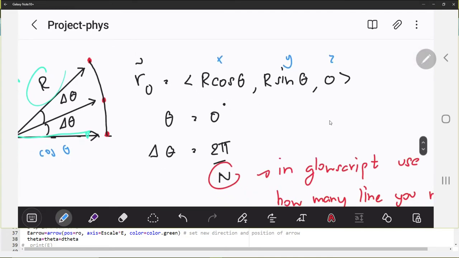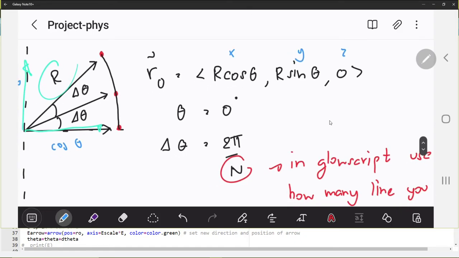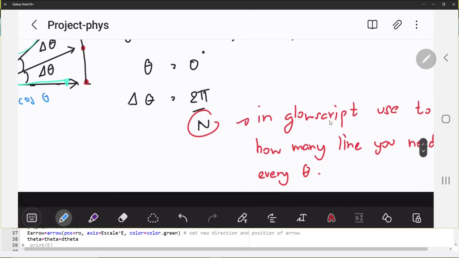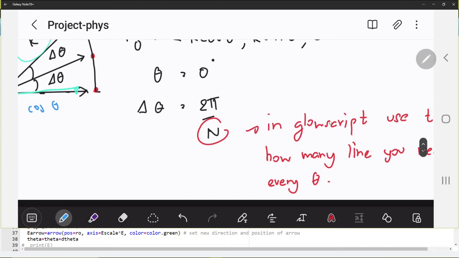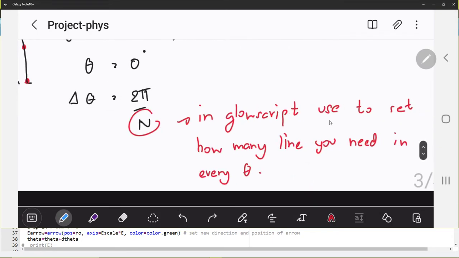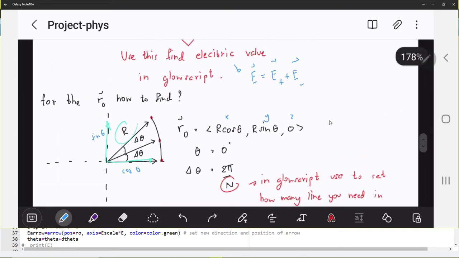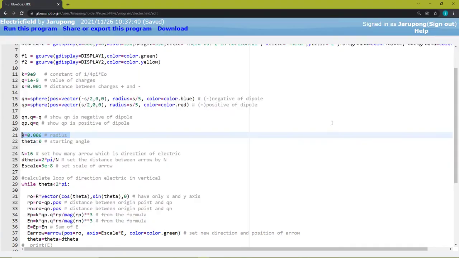Okay, and if you set theta to start from 0, the next theta will be 2 pi over n. Okay, and what is n? N is the number you set for how many lines you need in the visualization or in the lab, in every theta. Okay, so let's get into the code.